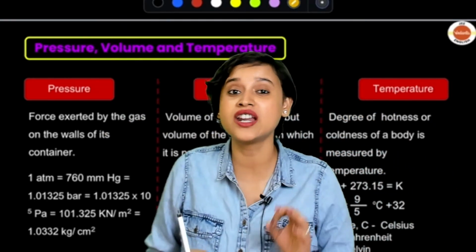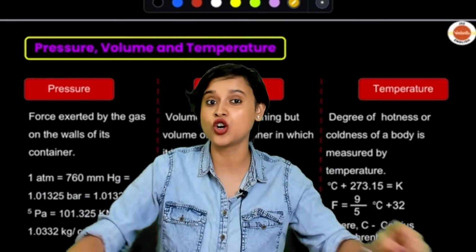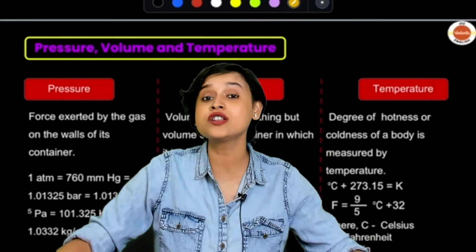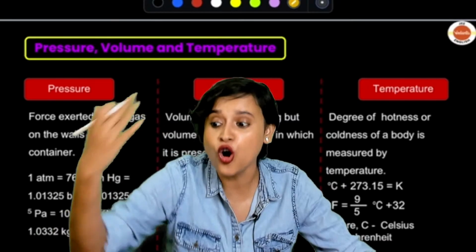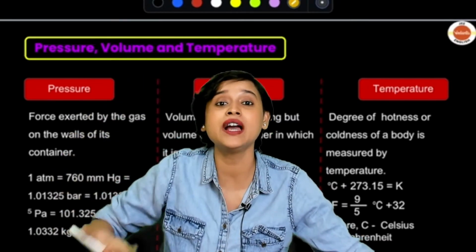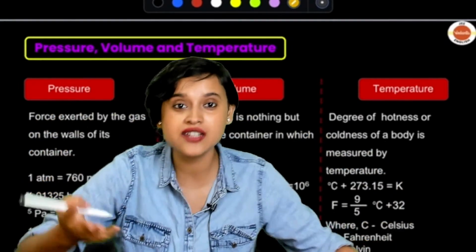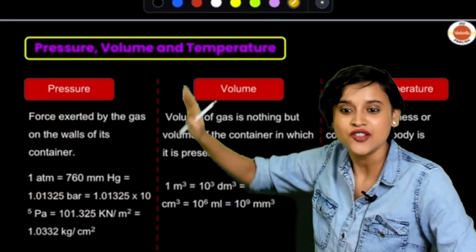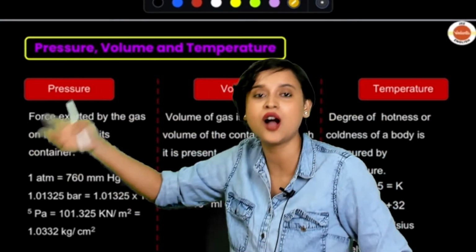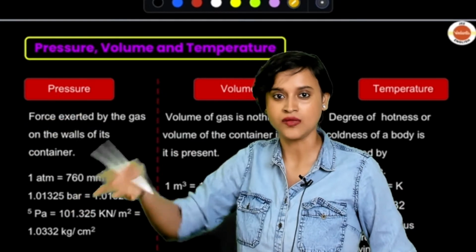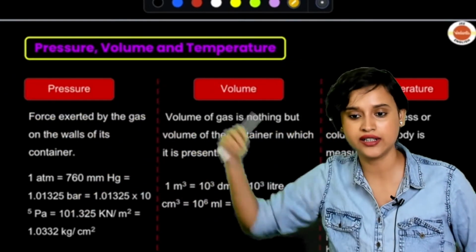In Class 8, you studied force and pressure. There was a chapter in your science book, force and pressure. Do you remember what is pressure? Pressure is force divided by area. Force applied on a unit area is pressure. So when force is exerted by the gas on an area, what is it? Pressure. The intensity of the force is pressure. It's all written here, everybody.